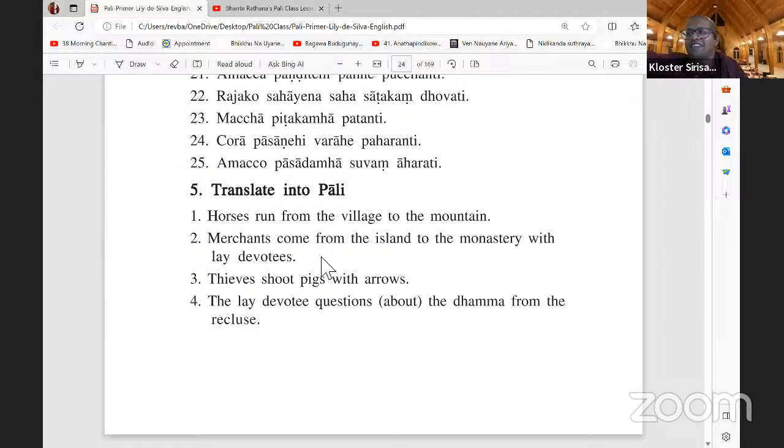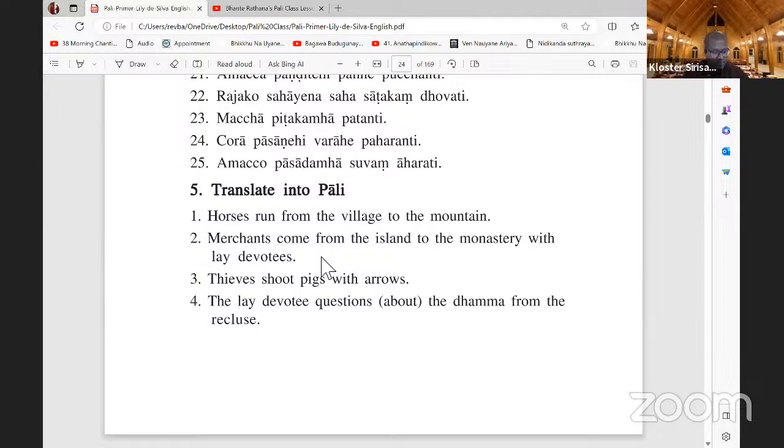Is that clear? Okay, number 3. Thieves shoot pigs with arrows. I can try. So I have 2 versions. Thieves shoot pigs with arrows. First is Chora Sarehi Sukare Vijanti, or is it Chora Sukare Sarehi Vijanti? So it's a question of the order.